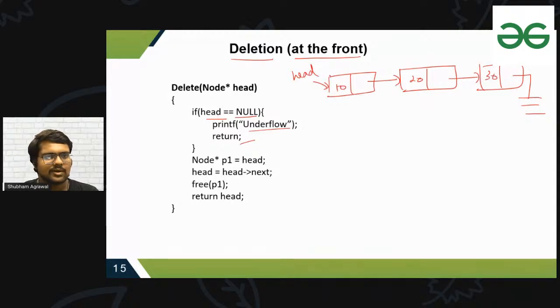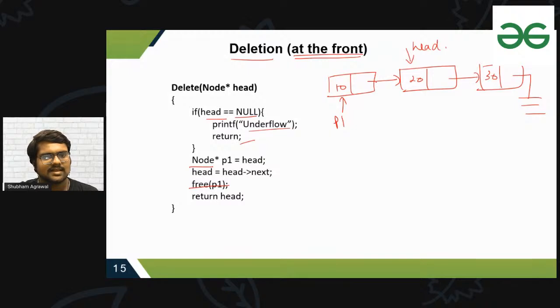We want to delete at the front, so we have to delete the node at the beginning. First we will create one pointer variable and it will point to head, so P1 is pointing to this. Now we will do head equal to head of next, so head will point to this. Then we simply free the memory that is allocated. And we will return the head.